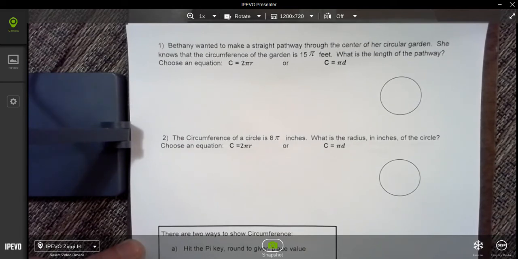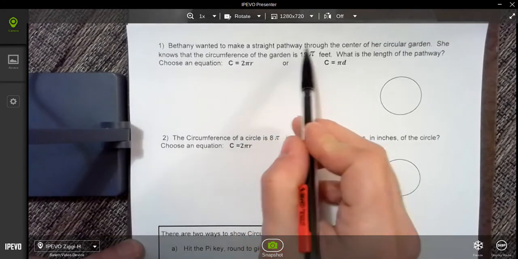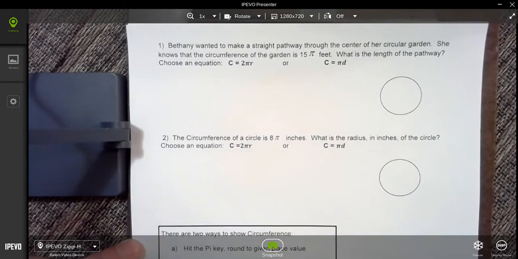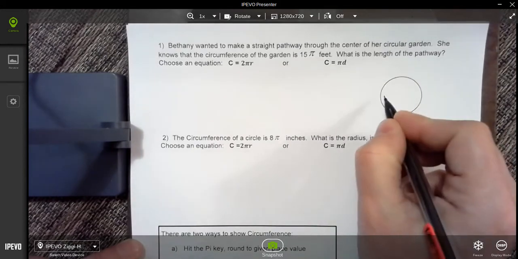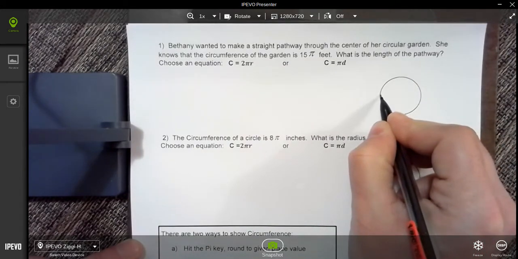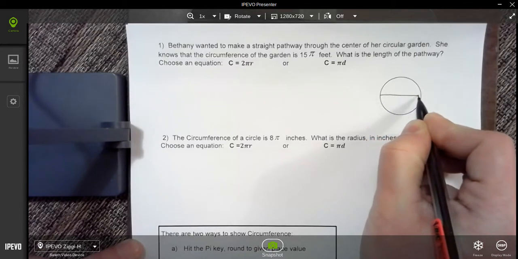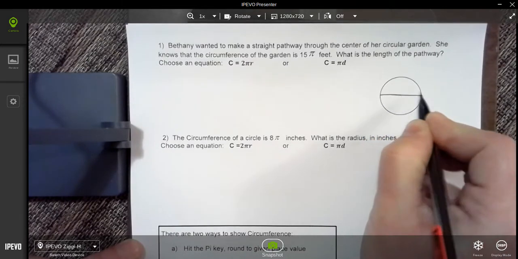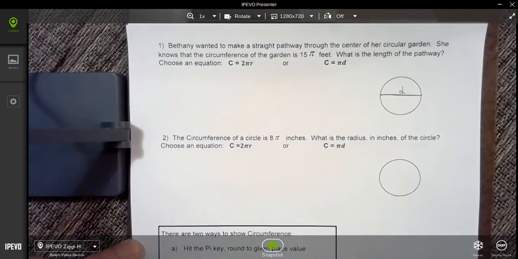We have to choose the equation to use for this example. Is it c equals 2 pi r or is it c equals pi d? Well, we've got to go back and reread the question and try and pick out some of the key elements here. We're trying to get a straight pathway through the center of the circular garden. And if I were to draw a picture of that, this could be my garden. And if I draw a straight pathway through the center, well, it's going to look something like that. And this, therefore, is the diameter.